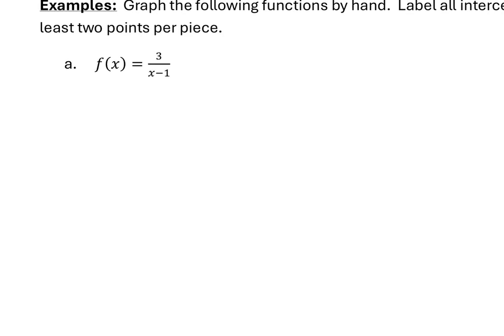All right, if we start with the vertical asymptote, remember, this is when the denominator is equal to 0. And so if we set our denominator equal to 0, we get x minus 1 equals 0, which then turns into x equals 1.